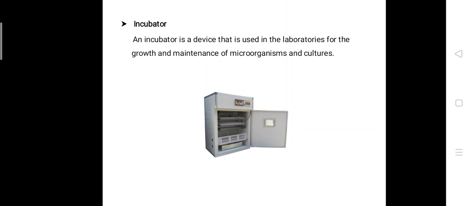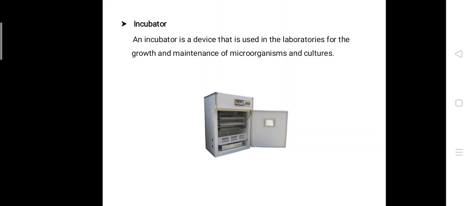Next we have is the incubator. So this incubator is a device that is used in the laboratories for the growth and the maintenance of microorganisms and cultures. The way this incubator works is based on the principle of maintaining a proper atmosphere for the growth of microorganisms, and similarly they are provided with adjustments for maintaining the concentration of carbon dioxide and to maintain the pH and humidity, which is required for the growth of the organism.